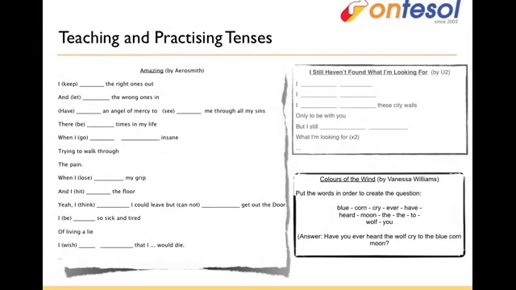The example exercise here for Colors of the Wind by Vanessa Williams can also be used to teach the present perfect tense, but in this case it would be the question form. When students listen to the song, they can put the words in order and form the question, thus learning about the structure.